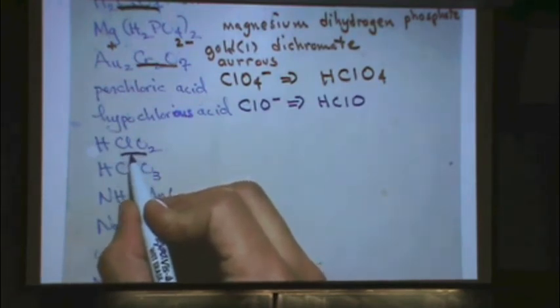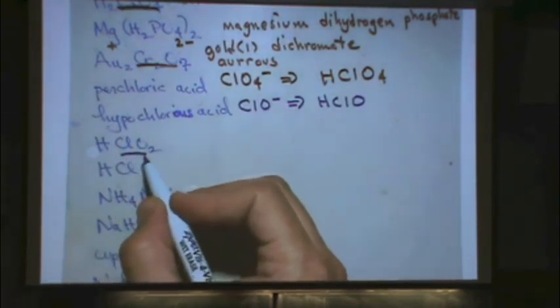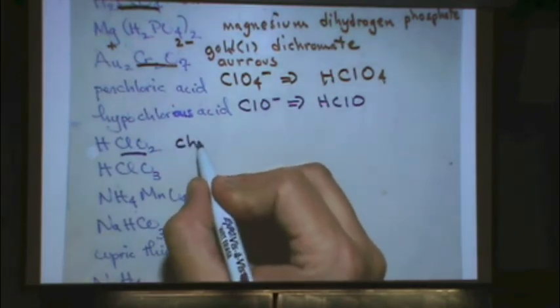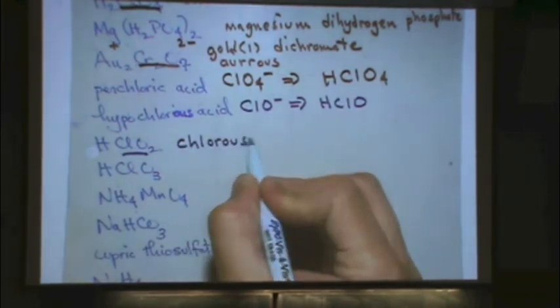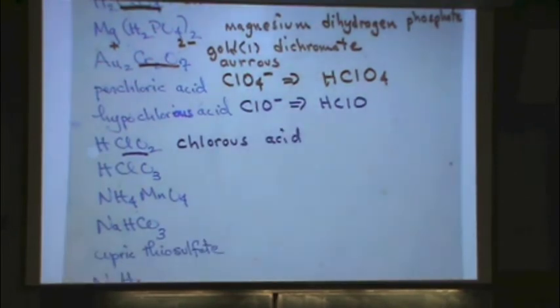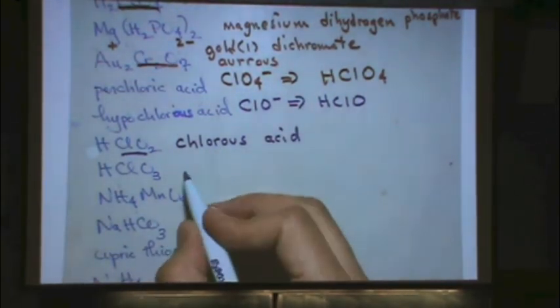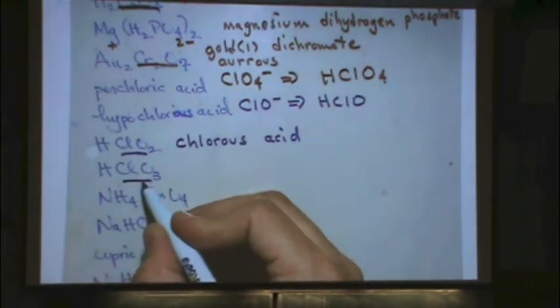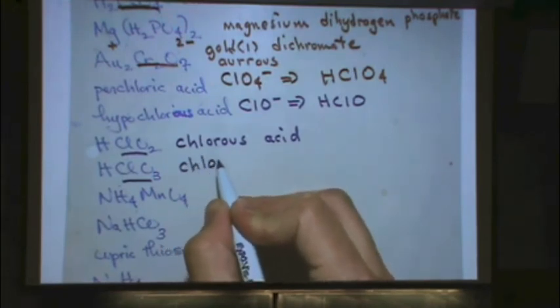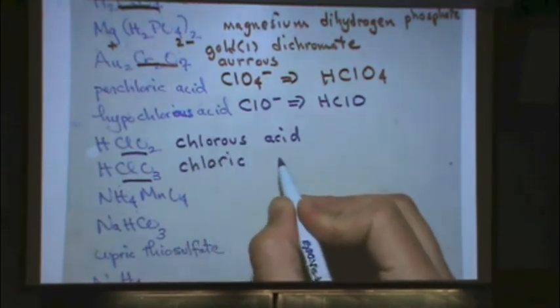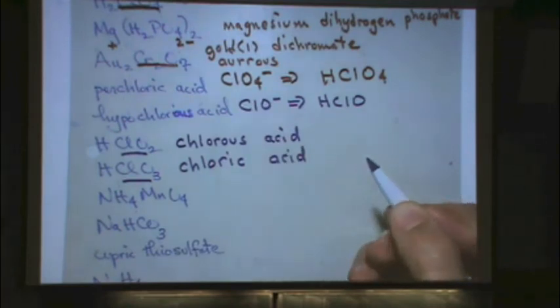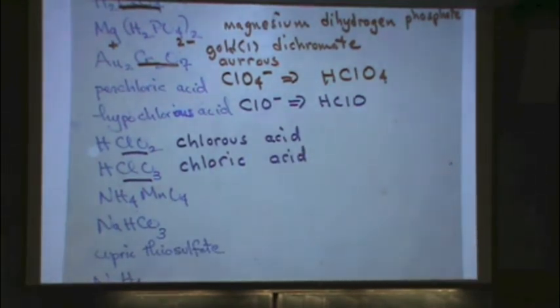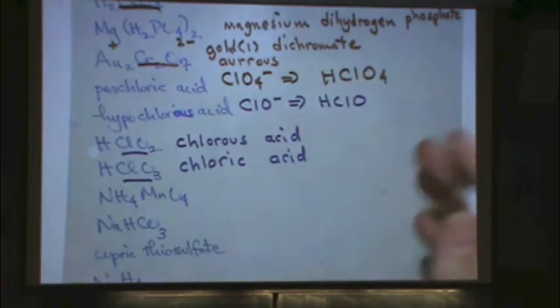This is a chlorite. Not hypochlorite, but just chlorite. So chlorite changes to chlorous acid. The last name's always acid. Get partial credit just for writing the word acid on there. Okay, what's ClO3 called? Anybody know? It's chlorate. So chlorate changes to chloric acid. So notice the slight differences in naming this. Perchlorate, hypochlorous, chlorous, and chloric. All different. Okay?